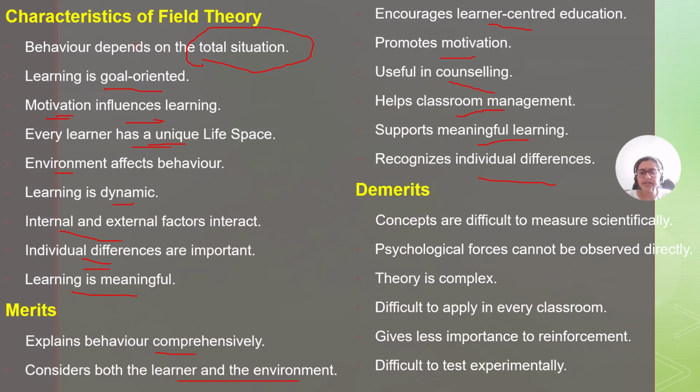What are the demerits? It is difficult to measure this scientifically. Then psychological forces cannot be observed. It is happening in the mind, no? So it is not observable. Then this theory is very complex. It is difficult to apply in every classroom situation, and it gives less importance to reinforcement, and it is difficult to test experimentally. There is no experimental proof for this particular theory.